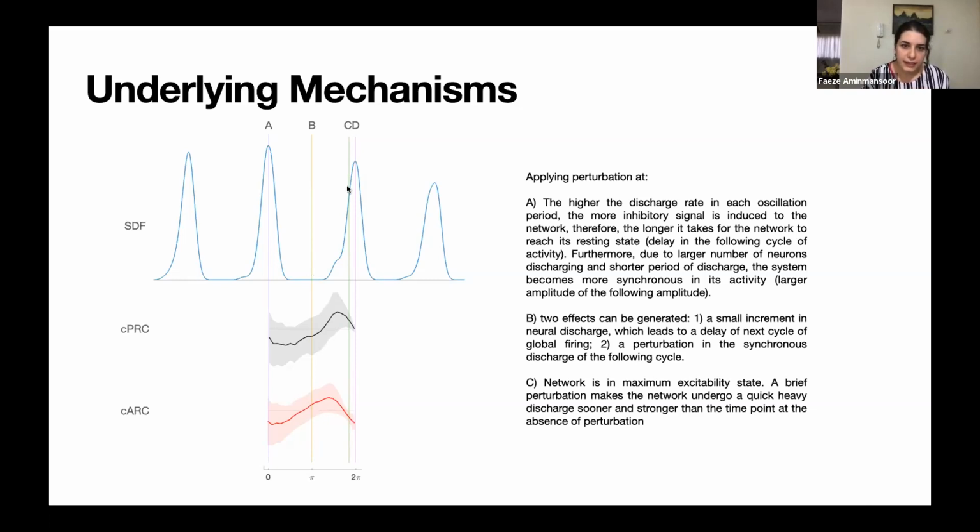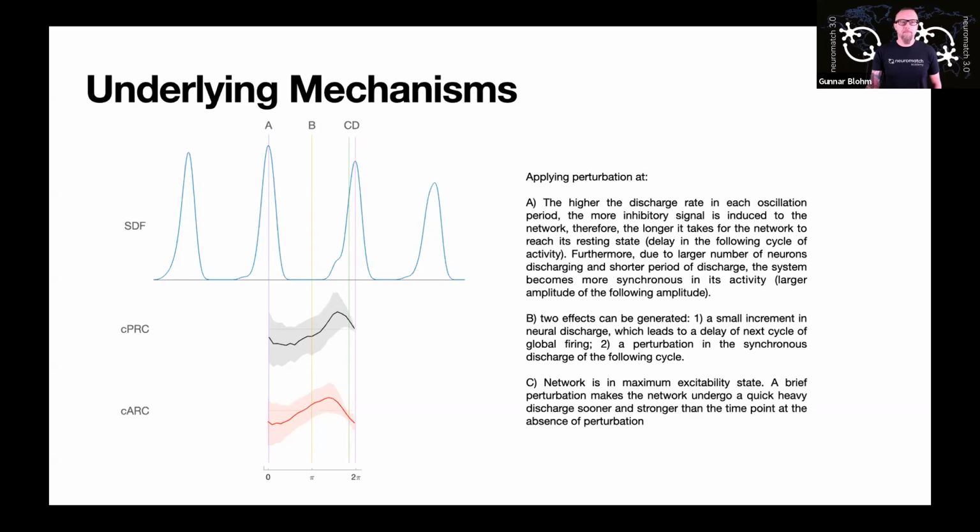And finally, in the C phase, if the perturbation is applied here, this is the time window where the network is in its maximum excitability. So if the perturbation is arriving here, all the neurons which were supposed to discharge here are getting advanced in their discharging, and so the PRC has a positive value, and the amplitude is also getting enhanced because of that perturbation and the small time window that the perturbation is applied.